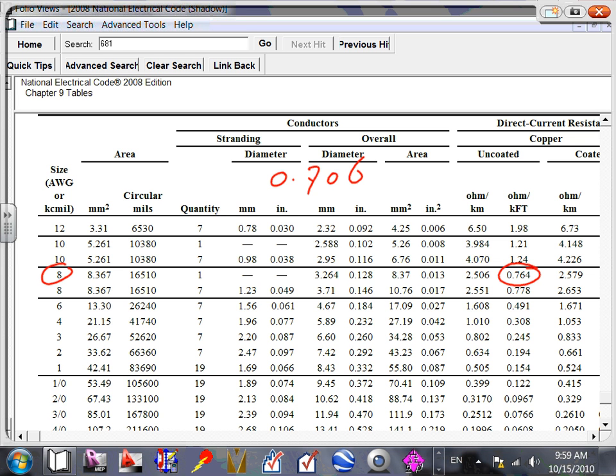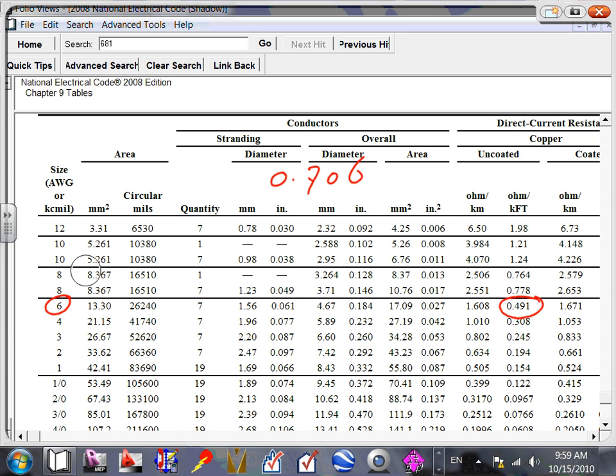0.706. So what you need, guys, is a conductor that has this resistance or less. That's the challenge. A conductor that has more resistance will give you more voltage drop. You need a conductor that can give you this resistance or less. So 0.706. Which one will give me less than 0.706? Keep going. Number 6. Are you guys with me?